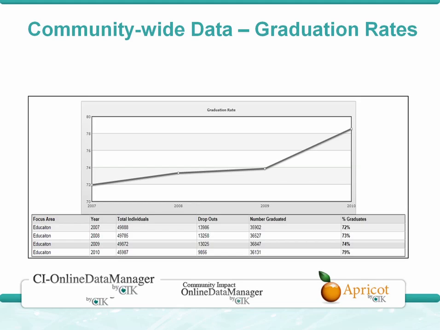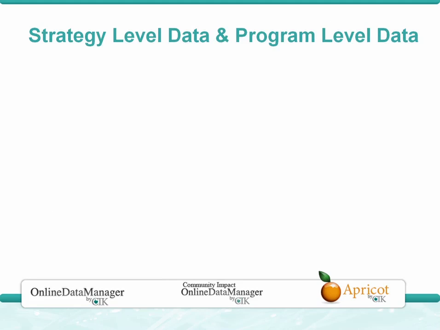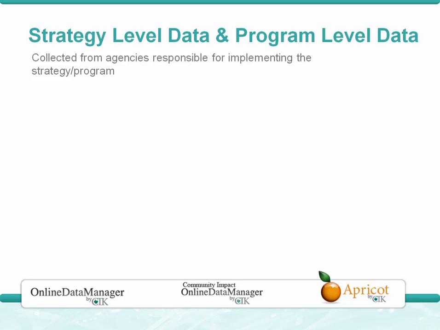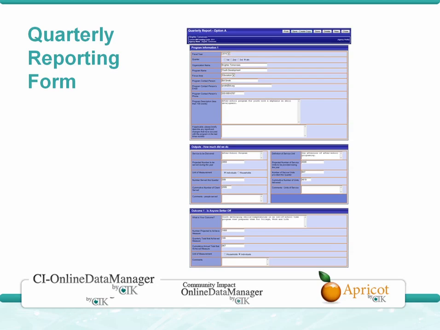First, to set the stage, back to the graduation rate: we collected this from the school district, so we could look over time to see whether there was a change in the graduation rate. And then at the strategy or program level, how did we collect that information? It is collected from the agencies responsible for implementing the strategy or program. We had a quarterly reporting form utilizing CTK's system.